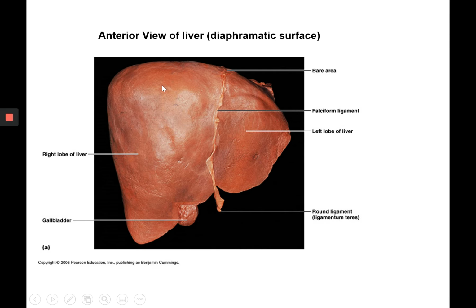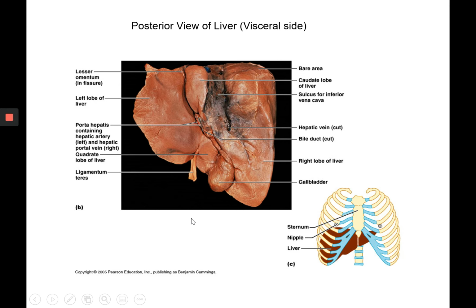Here is the right lobe of the liver and the left lobe of the liver, separated by the round ligament. The gallbladder is actually under the liver. If we look at the back of the liver, we can see the caudate lobe and then the quadrate lobe of the liver. So the left and right lobes of the liver are much bigger than the other two lobes. And again, the gallbladder right here, we can see its close association with the liver and how it just appears to be a sac-like pouch.